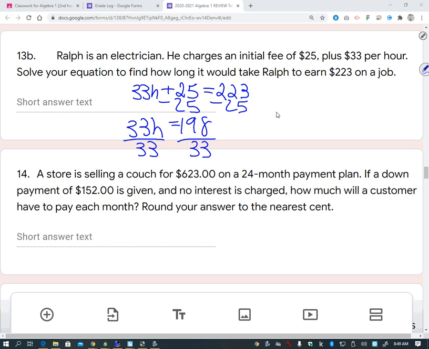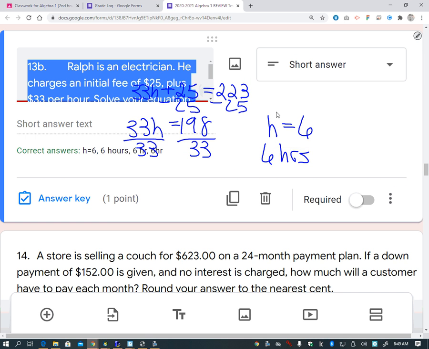What's 198 divided by 33? 6. Okay, so H equals 6. We could say 6 hours. Okay, let's see what our answer is here. We got H equals 6, 6 hours, 6 HR, 6 HR with no space.